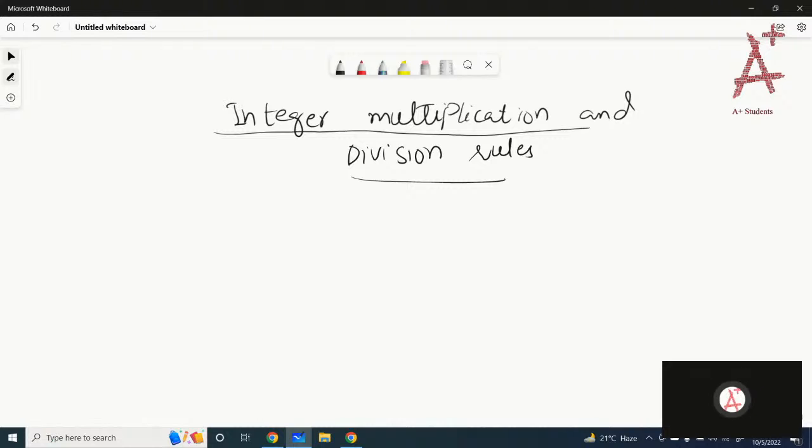Okay, let's start. So the first one is negative 72 divided by negative 8, positive or negative? Please note down the important rules. I'm going to write them on the board.